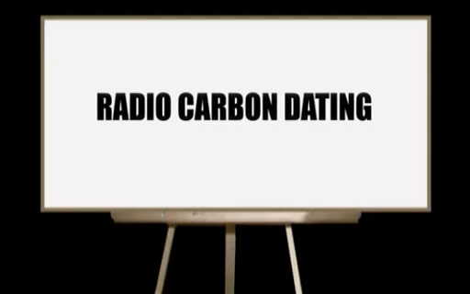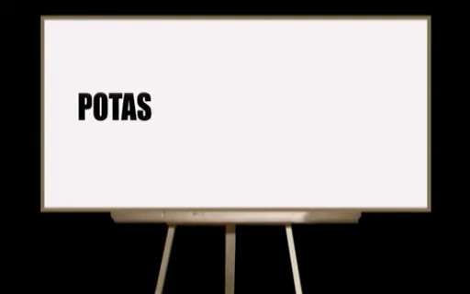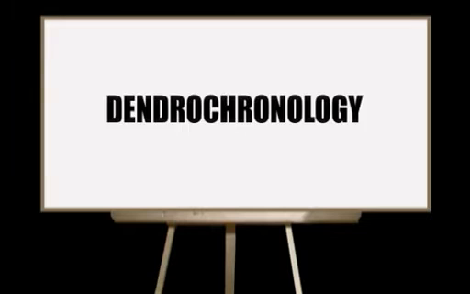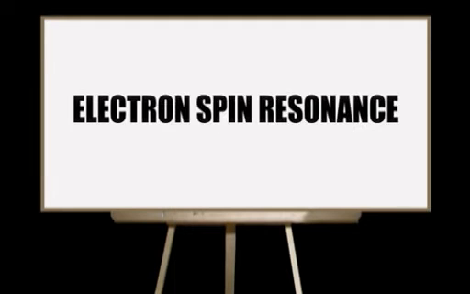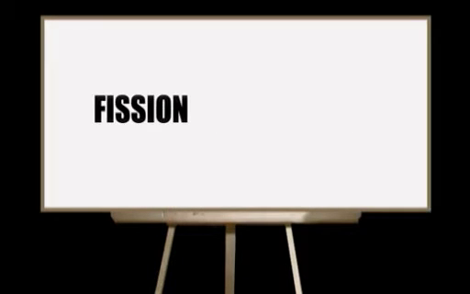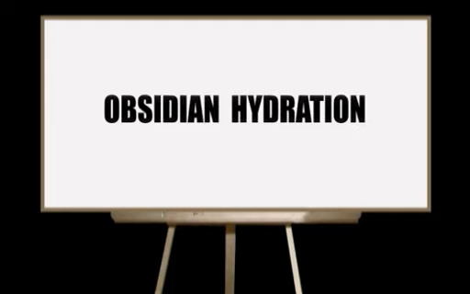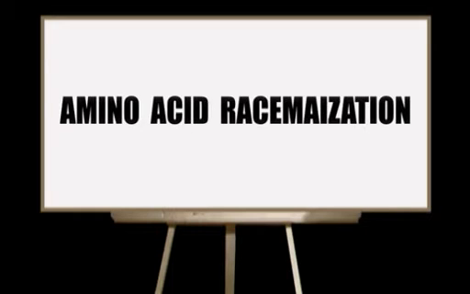There are different types of absolute dating methods. They are radiocarbon dating, potassium argon dating, thermoluminescence, dendrochronology, electron spin resonance, fission track dating, paleomagnetic dating, obsidian hydration, Bohr analysis, and amino acid racemization.